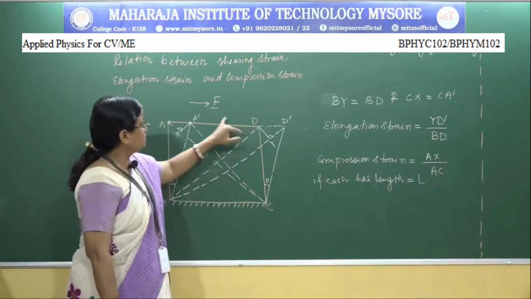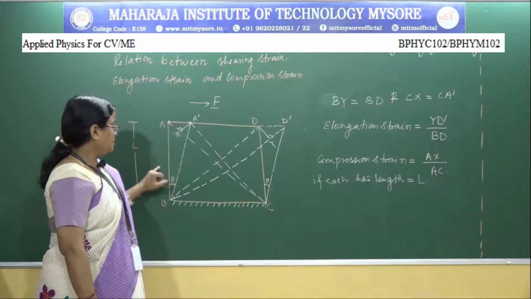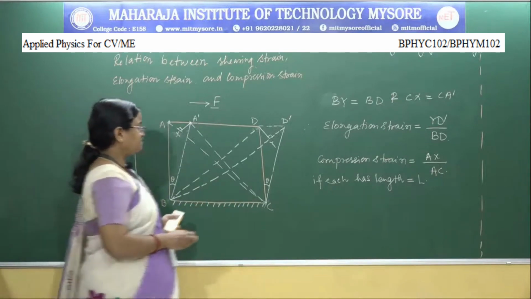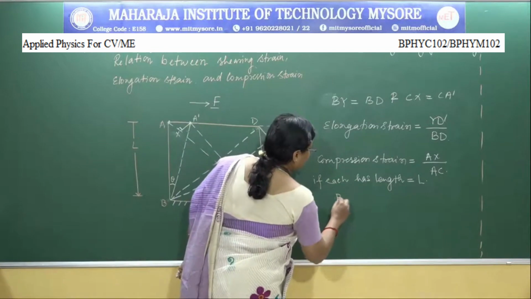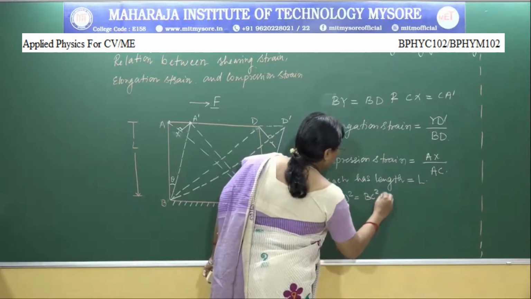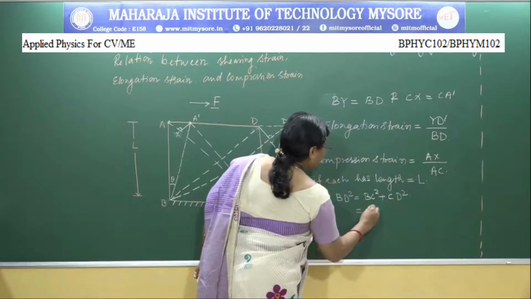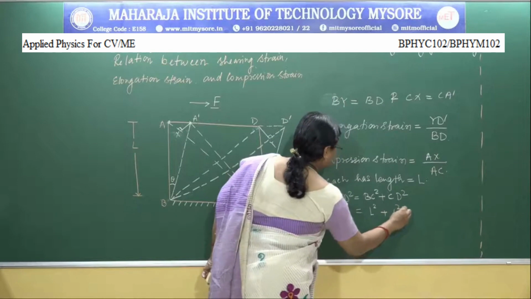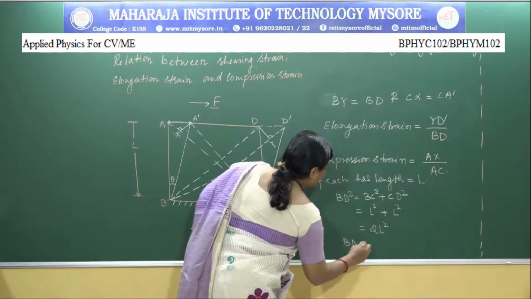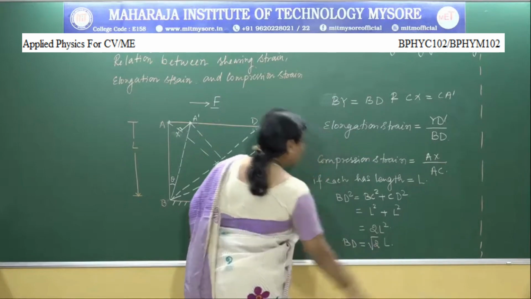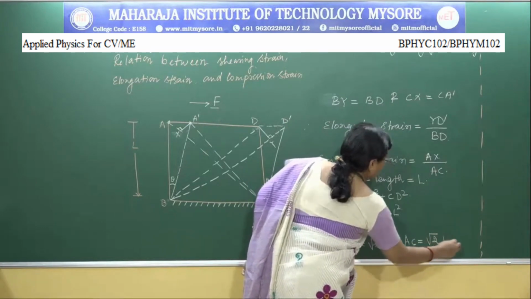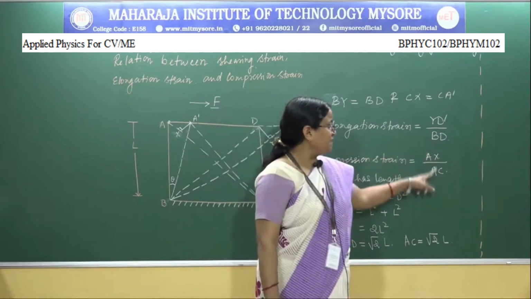So BD square will be equal to L square plus L square, and if you solve it, you will get BD is equal to AC, that is equal to root 2 L. So we can write BD square will be equal to BC square plus CD square, and as the length of each side is L, it will be L square plus L square. So this is equal to 2L square, therefore BD will be equal to root 2 L. Similarly, AC we can write as root 2 L. So we could find the value of BD and AC.